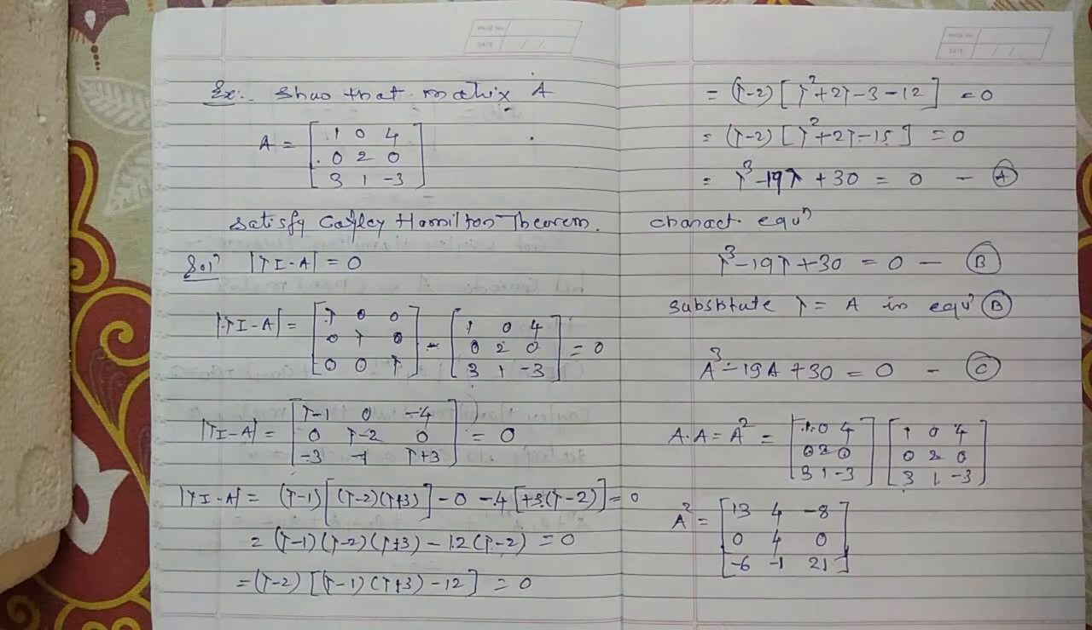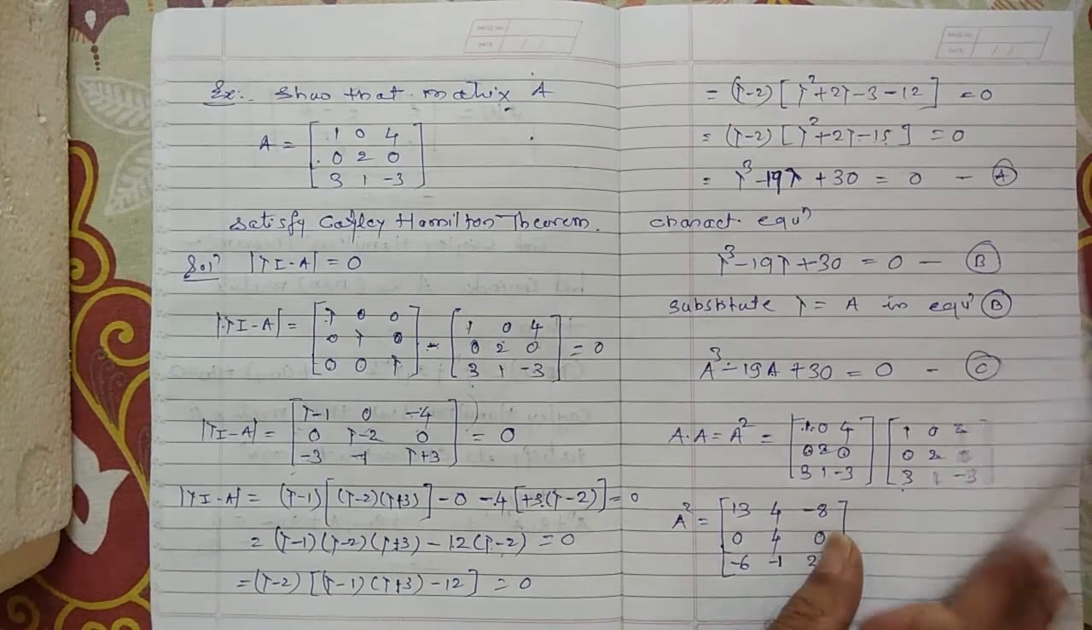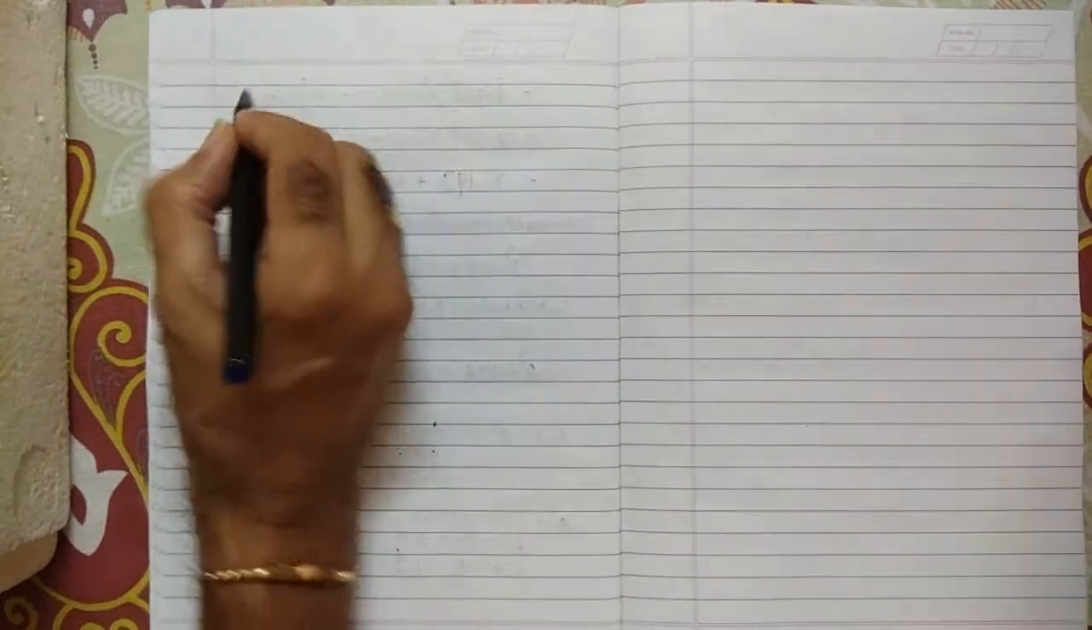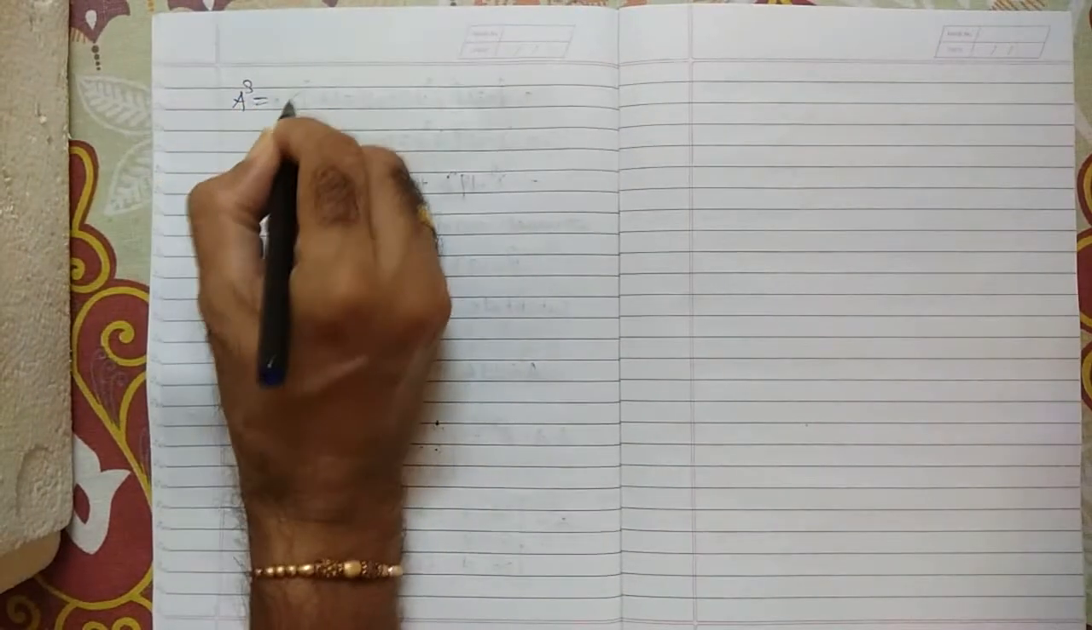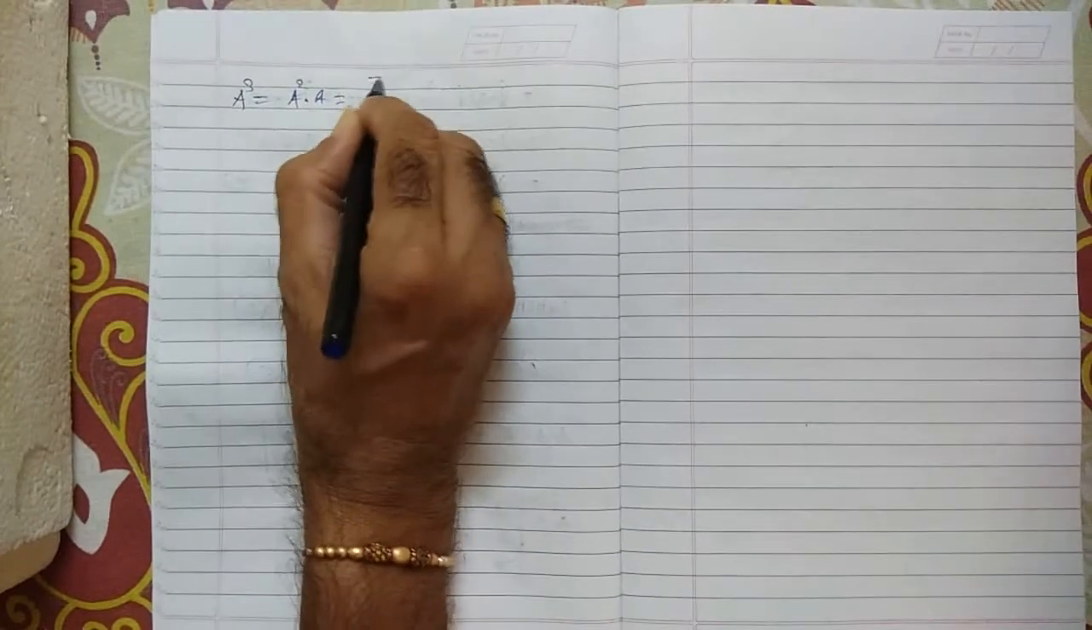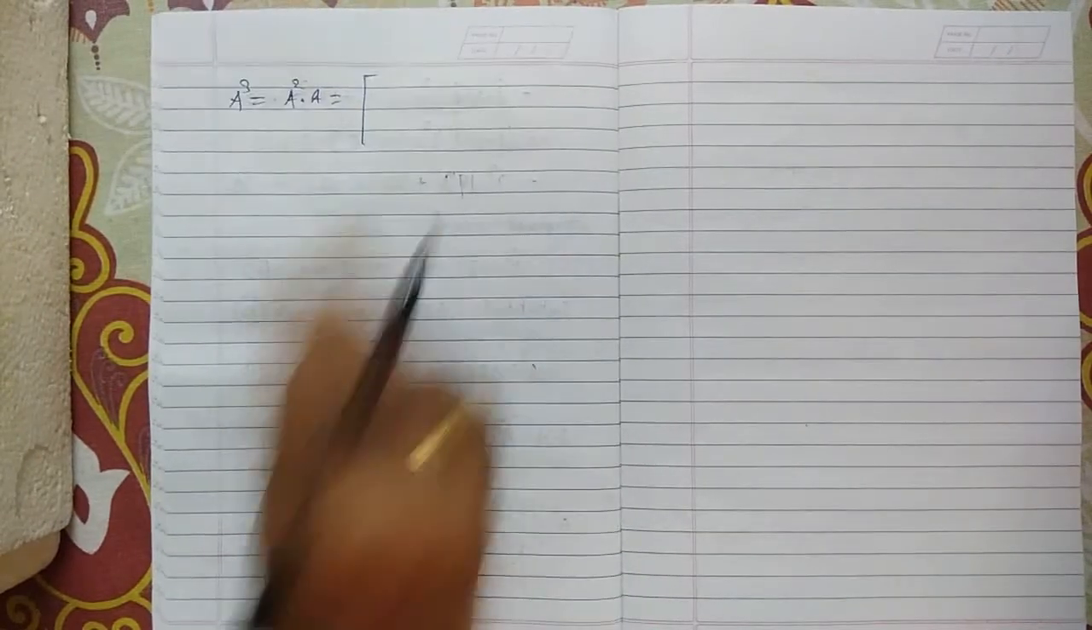So this is my A square. Now we require here A cube. A cube is equal to A square into A.